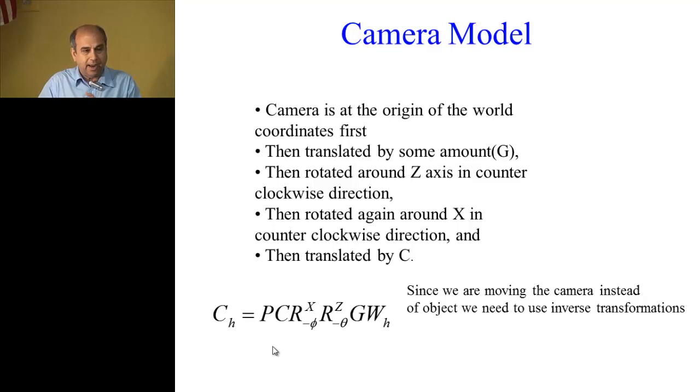So in order to model this, then we are going to use inverse transformation. Okay, because, you know, if I translate the object, there's one translation. Now object is here, then I want to get the same effect of moving the camera, then I have to move the camera in the opposite direction in order to do that. So that's the whole idea.